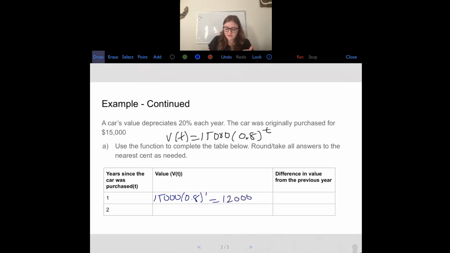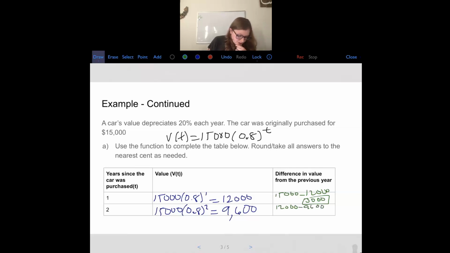Okay, now the difference from the previous year, so right now this is year 1, so the value of the car that it was purchased stayed the same. A year passed, the value changed. So the difference from the previous year is 15,000 minus 12,000, which would be 3,000. And we do the same thing for t equals 2. So we have 15,000, 0.8 to the second power. If we evaluate this, this is 9,600. Okay, and the difference in value from the previous year, the car was valued at 12,000 minus 9,600, which is what we just found. This gives us 2,400.